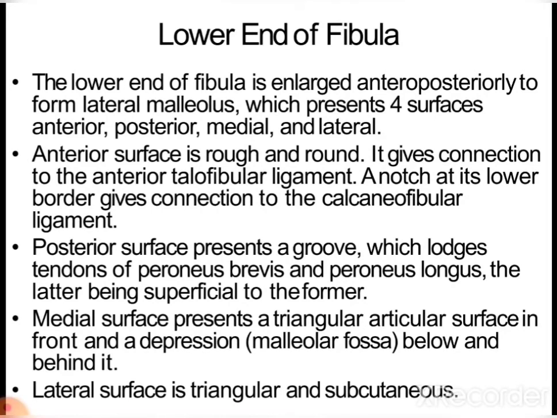The posterior surface presents a groove which lodges tendons of peroneus brevis and peroneus longus, the latter being superficial to the former. The medial surface presents a triangular articular surface in the front and a concave depression known as malleolar fossa below and behind. The lateral surface is triangular and subcutaneous.